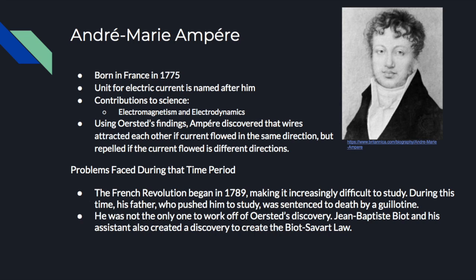André Marie Ampère was also an important figure in contributing to electromagnetism. Born in France in 1775, he helped further Ørsted's finding by discovering wires would be attracted to each other if the current was flowing in the same direction, whereas the wires would repel each other if the current flowed in opposite directions.